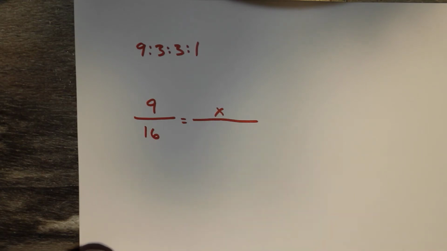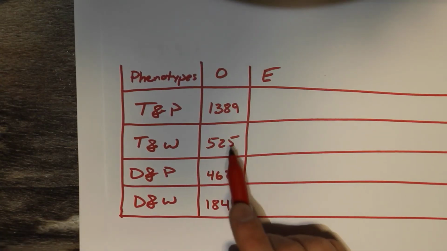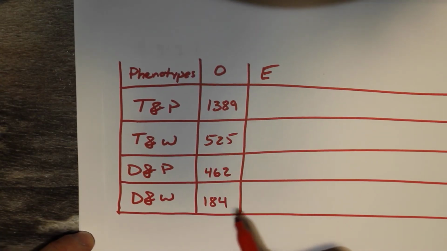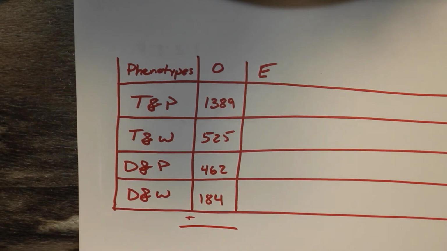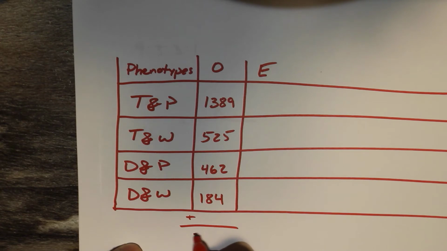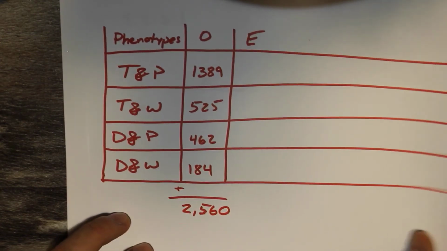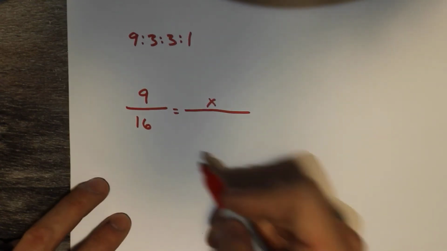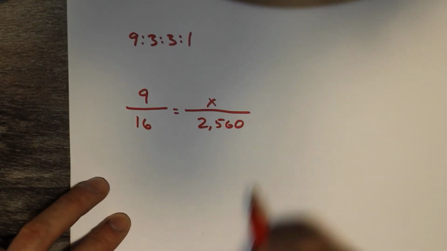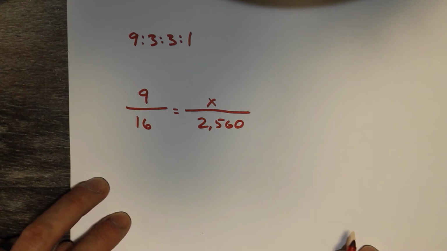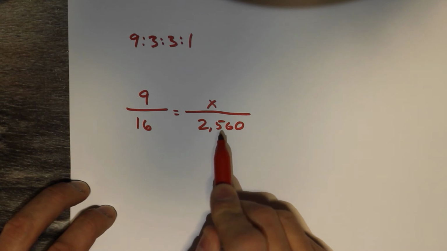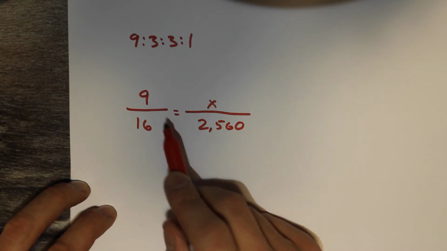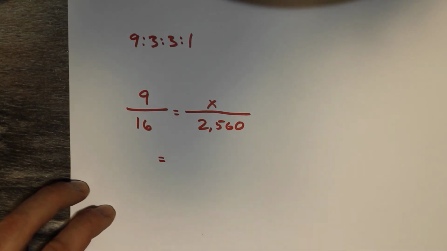And what was our total number of plants that we sampled? Well, we don't have it yet. What we've got to do is add all of those numbers up. And when we add all of those numbers up, we should get 2,560 plants. We can come back over here, put our 2,560 in, and now we are going to cross multiply. So 2,560 times 9, and we're going to divide that by 16.